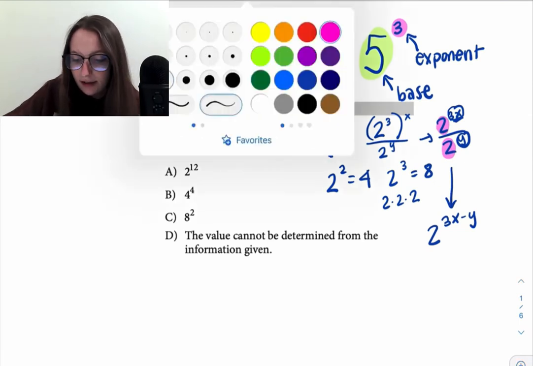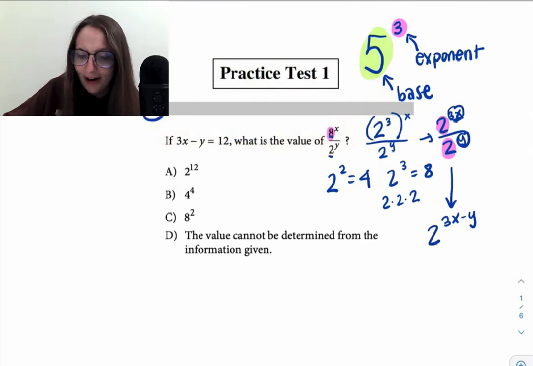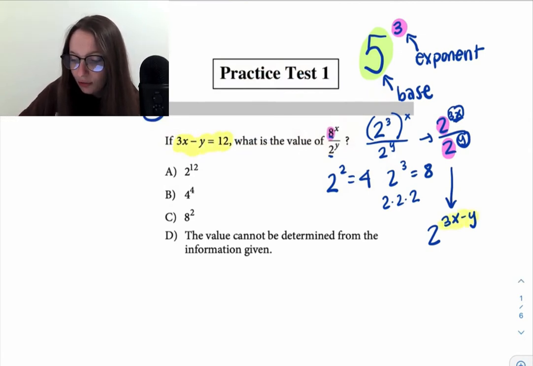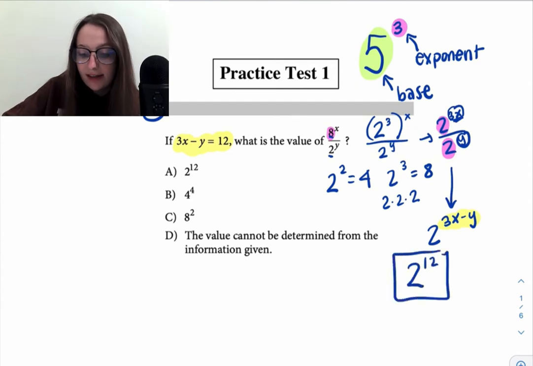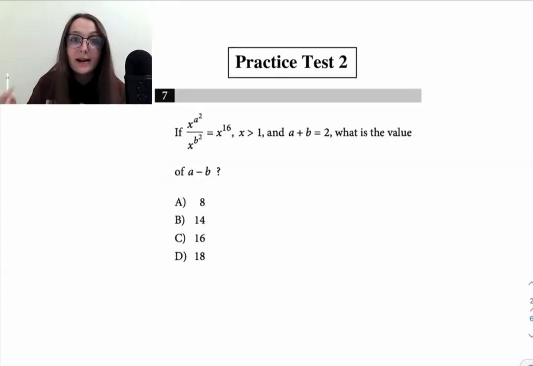Well, that's a pretty coincidence we've got going on here. A very beautiful coincidence, because they tell us right up here that 3x minus y is equal to 12. So 2 to the 3x minus y is the same as 2 raised to the 12th power, giving us choice A.